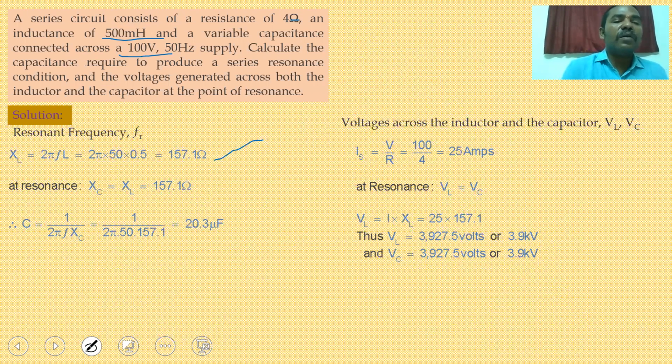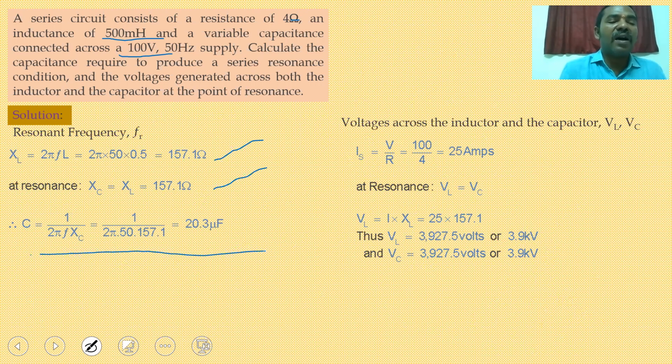So XL is equal to 2 pi f into L. So 2 pi f, where f they have given 50 hertz, and L value is 500 millihenry. So we are getting 157.1 ohm. Under resonance condition, XL value must be equal to XC, so that is equal to 157.1 ohm. So what is C? C is equal to 1 by omega naught XC, so 1 by 2 pi f into XC, so 1 by 2 pi into 50 into 157.1. So we are getting 20.3 microfarads.